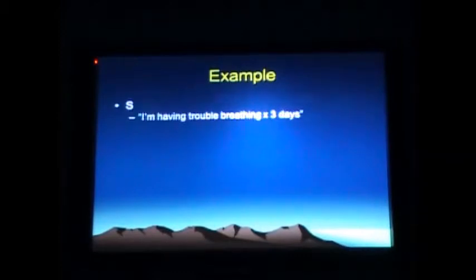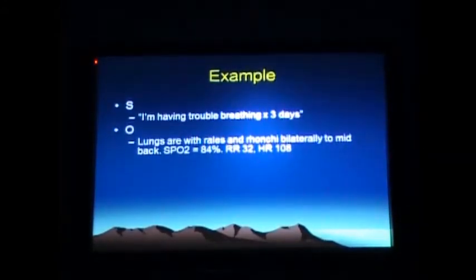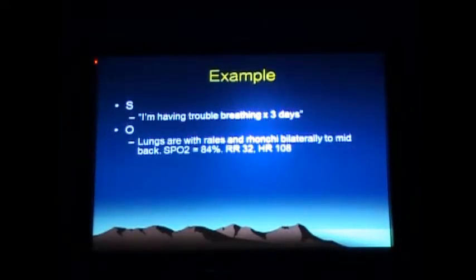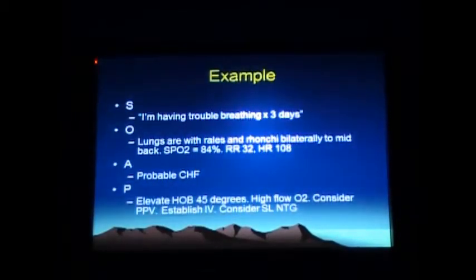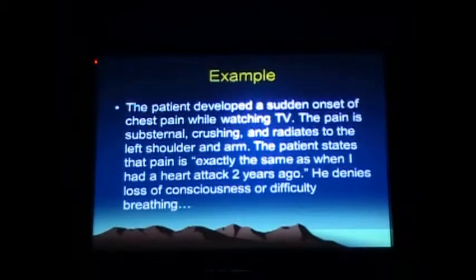I'm having trouble breathing for the last 3 days. Lungs are with rales, rhonchi bilaterally to mid-back, SpO2 is 84%, respiratory rate 32, heart rate 108. So again, very objective information. My assessment, probable CHF, plan, same thing. So those again are just examples of how you might use SOAP charting. Go into a narrative with this patient.